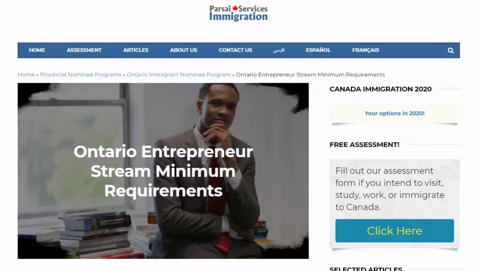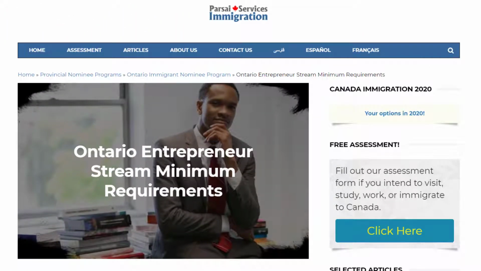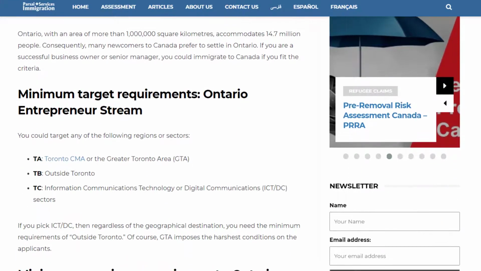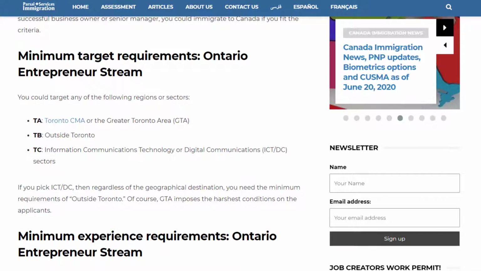Canada under this option. The first thing is an article that I've written on settler.ca explaining the minimum requirements for Ontario Entrepreneur Stream or OINP-EN. If you intend to immigrate to Ontario, you need to keep in mind that your destination is very important.